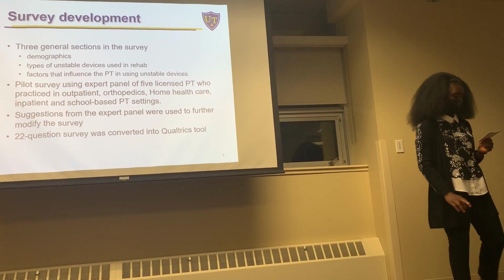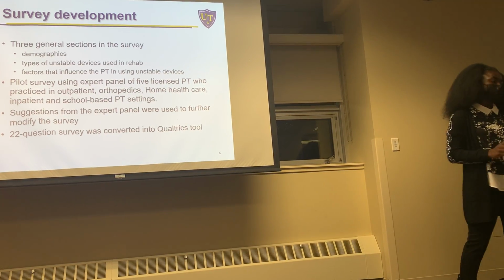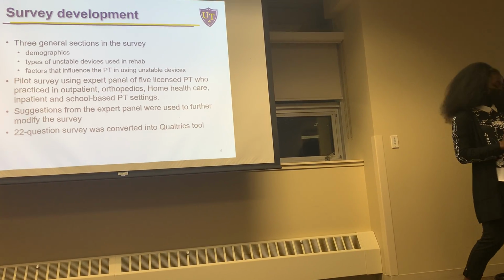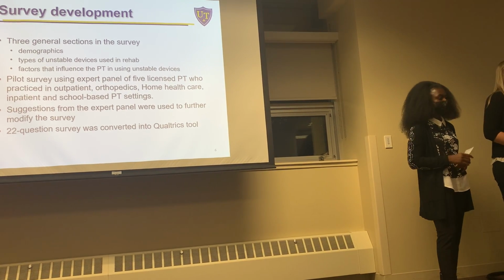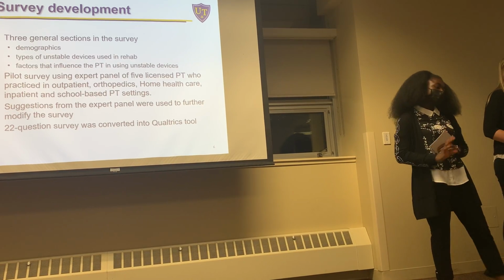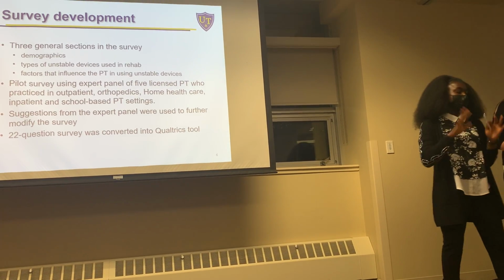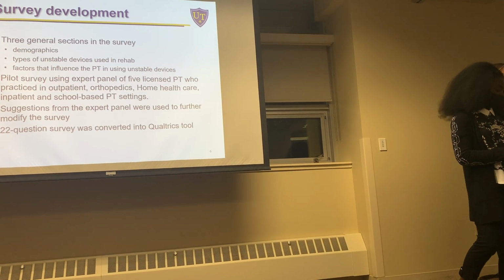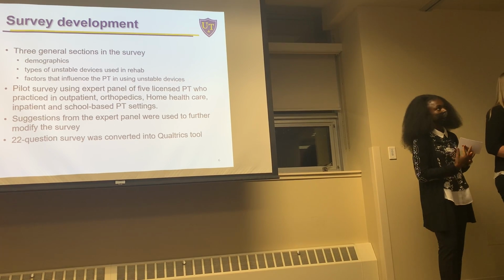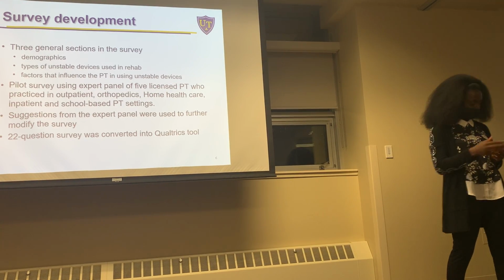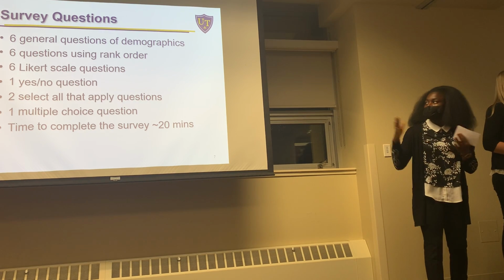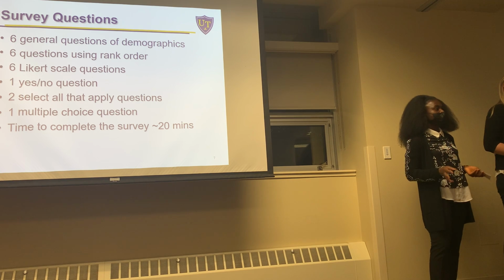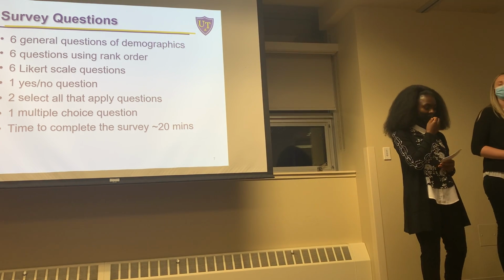So for our survey development, we had three general sections in our survey. We had demographics, types of unstable devices used in the clinics, and factors that influence PTs in using an unstable device. And then a pilot study was sent to an expert panel of 5 PTs, and their suggestions were then used to modify our survey. And then our 22 question survey was converted into the Qualtrics tool. Our survey questions were divided into these categories, and it was estimated that it would take 20 minutes for participants to complete our survey.